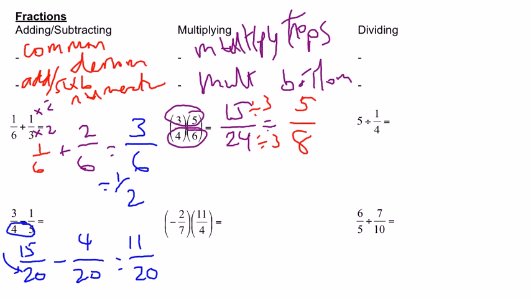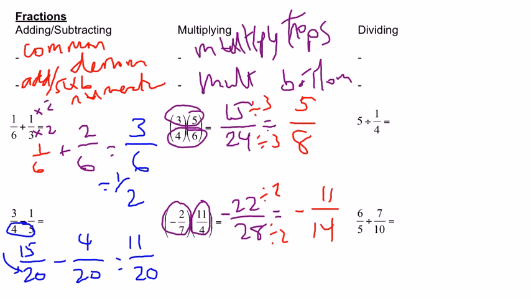For the next one, 2 times 11 is 22, 7 times 4 is 28, and because we have a negative fraction multiplied by a positive, you know that the result is going to be a negative. Now again, this reduces. You can divide by 2 on the top and the bottom to get negative 11 over 14. Lastly, for dividing fractions, you need to multiply by the reciprocal.